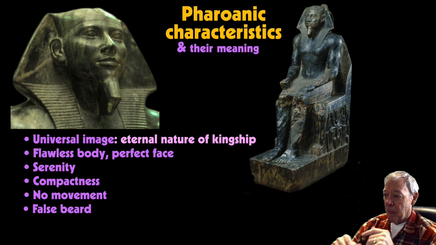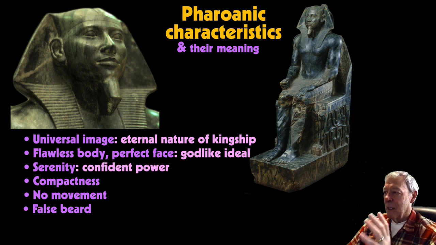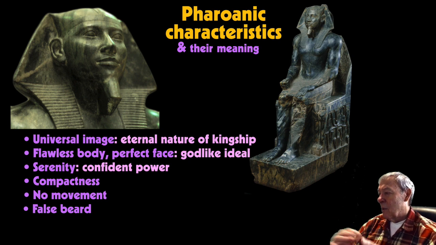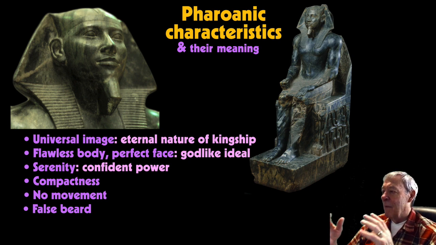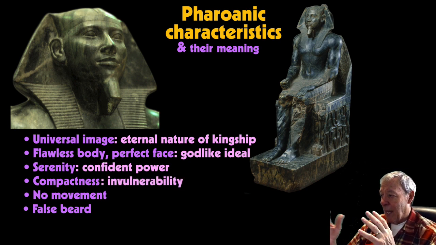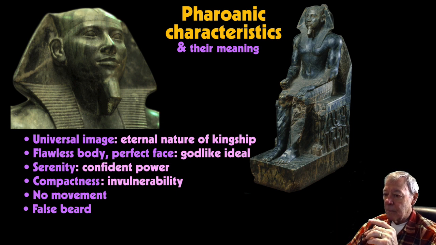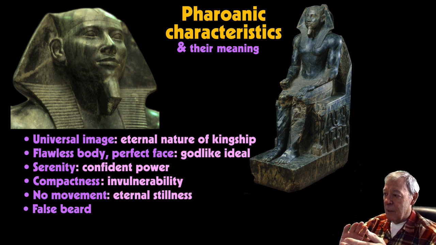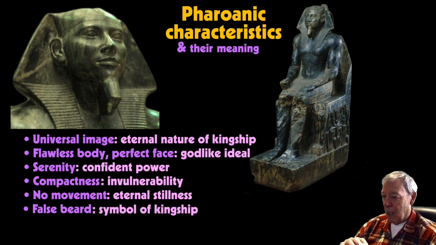Okay. So what is the meaning of these characteristics? The universal image: the eternal nature of kingship. The flawless body and perfect face: a godlike ideal. Serenity: absolutely confident in their power as pharaoh and as minor deity. Compactness certainly promotes the idea of the pharaoh's invulnerability in his social position. The fact that there's no movement here: eternal stillness, like we've talked about several times before. And then the false beard, a symbol of kingship.